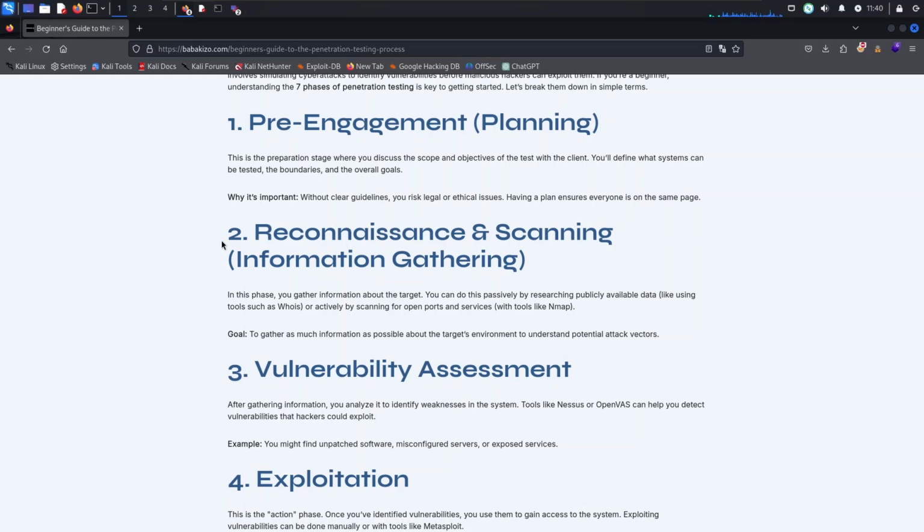Number two, let's go. Reconnaissance and scanning, information gathering. In this phase, you gather information about the target. You can do this passively by researching publicly available data, like using tools such as WHOIS, or actively scanning for open ports and services with tools like Nmap. The goal of reconnaissance and scanning in the information gathering step is to gather as much information as possible about the target's environment to understand potential attack vectors.